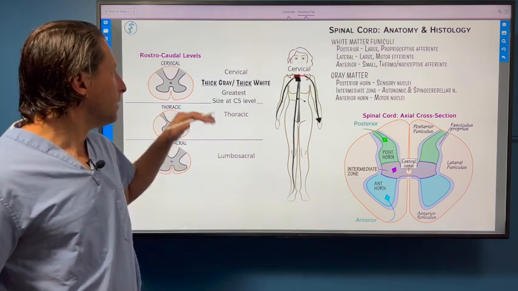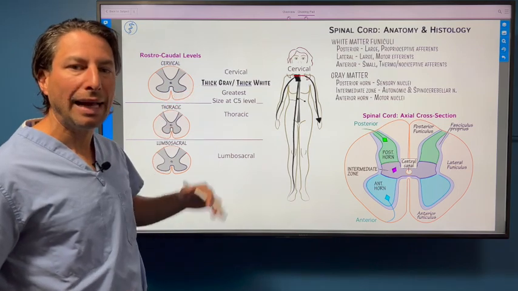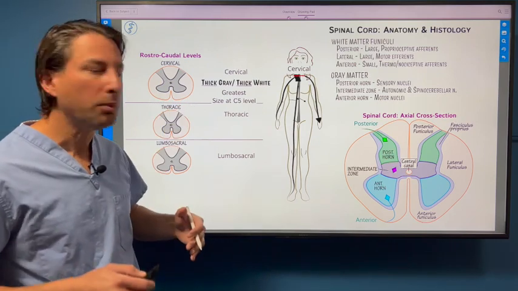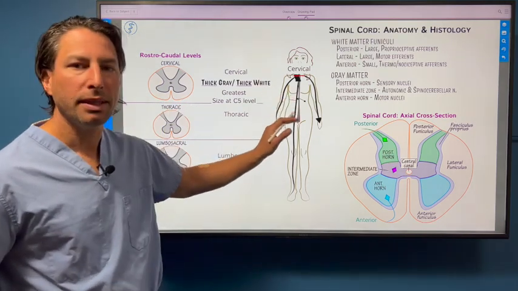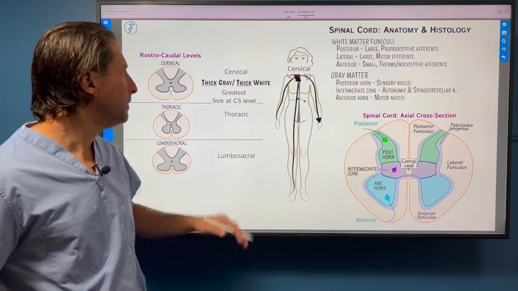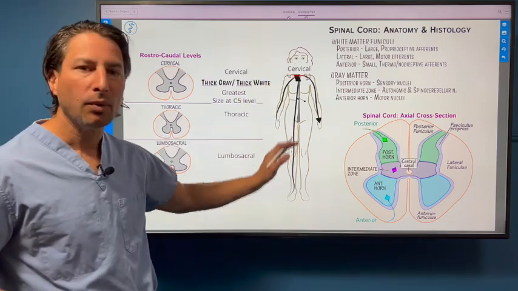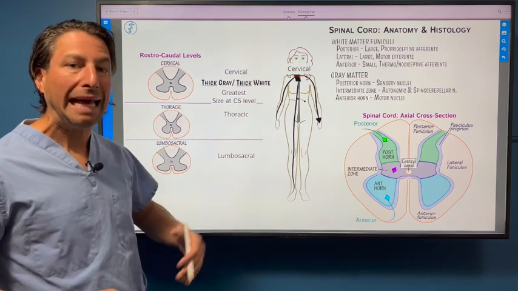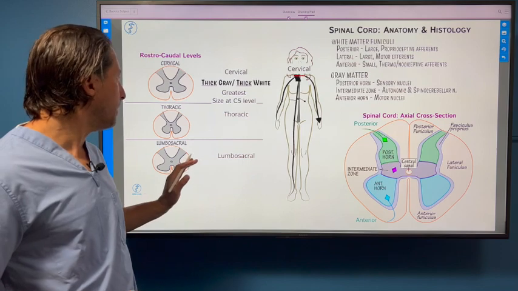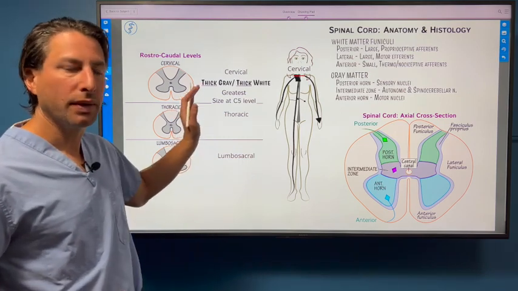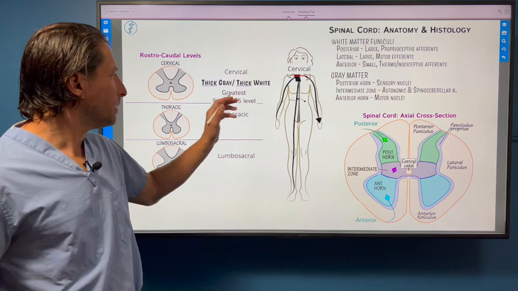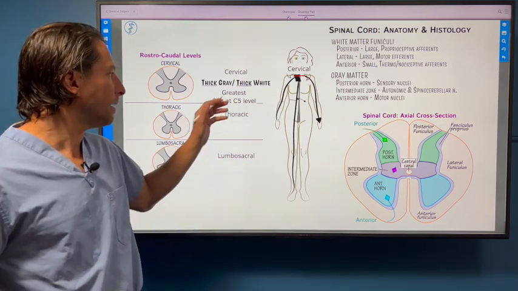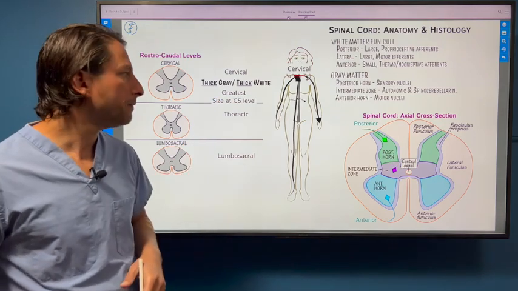And then at the cervical level, we have both thick gray matter and thick white matter, and that's because it requires a lot of motor innervation, a lot of nuclear pools to innervate the upper extremities and fine motor skills of the upper extremities. And we have all of the descending white matter tracts still present, and now we've accumulated all of the ascending white matter tracts from the lower extremities, those sensory tracts. And then it's just important to note that generally speaking, the cervical spinal cord is at its greatest diameter, its greatest size at the C5 level.